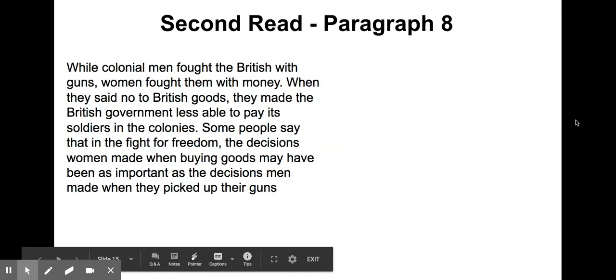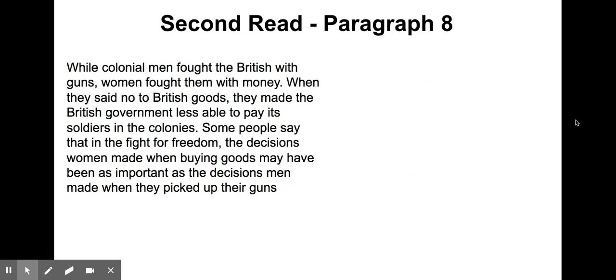All right. In our very last paragraph, paragraph 8. While colonial men fought the British with guns, women fought them with money. When they said no to British goods, they made the British government less able to pay its soldiers in the colonies. That's actually like a cause and effect. Because they said no to this, the effect was they made the British government less able. So they could not do that. That's going to hurt them.